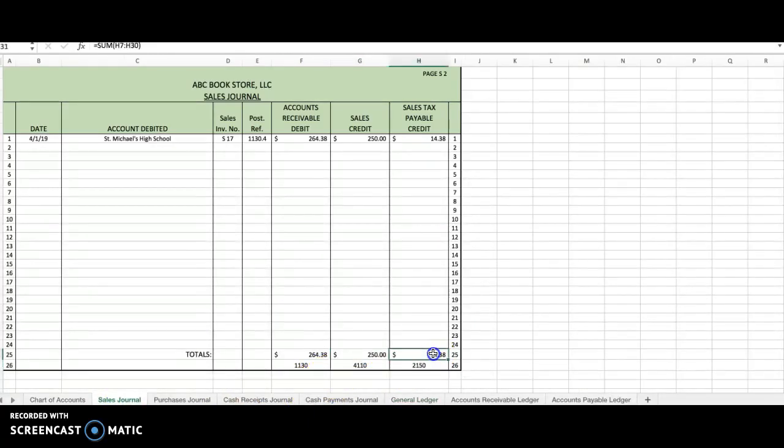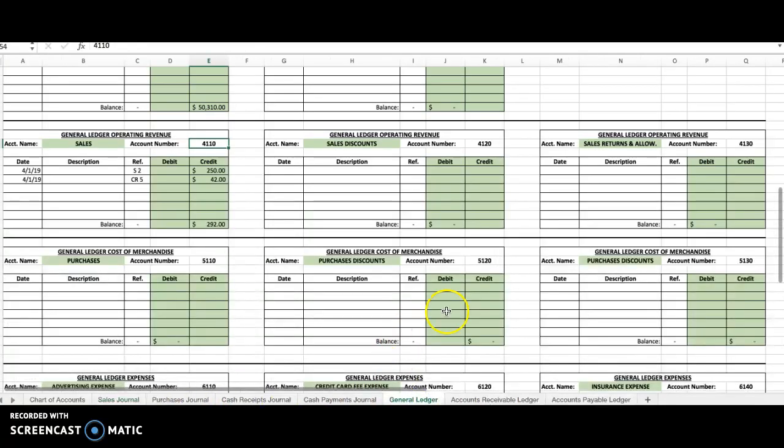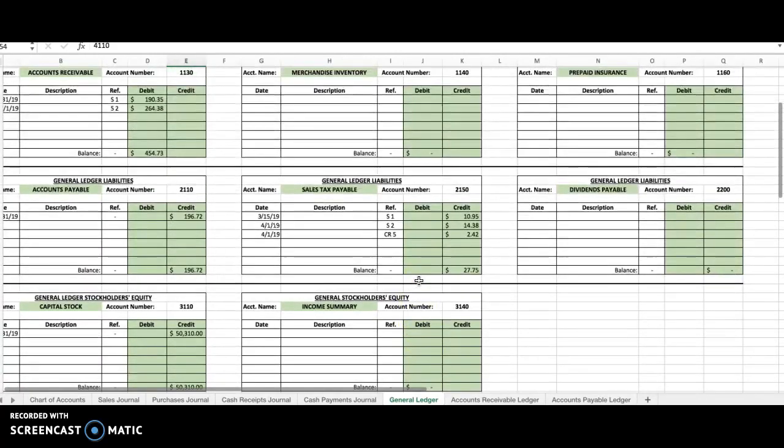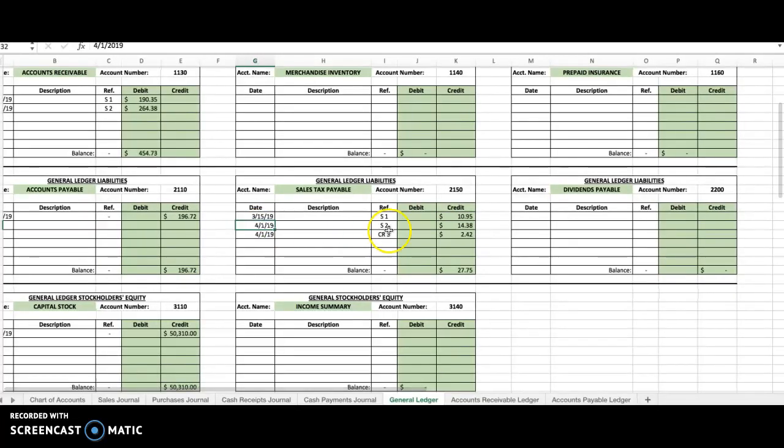And then finally, sales tax payable, $14.38. We look at the general ledger again for sales tax payable, and we need to look under the liabilities. There's sales tax payable, and we see that on March 15, we already had some money from an entry in the Sales Journal, page 1, and that sales tax payable was $10.95. So we haven't paid it yet. So it was a carryover balance. This is the current posting from April the 1st from Sales Journal, page 2, the $14.38.